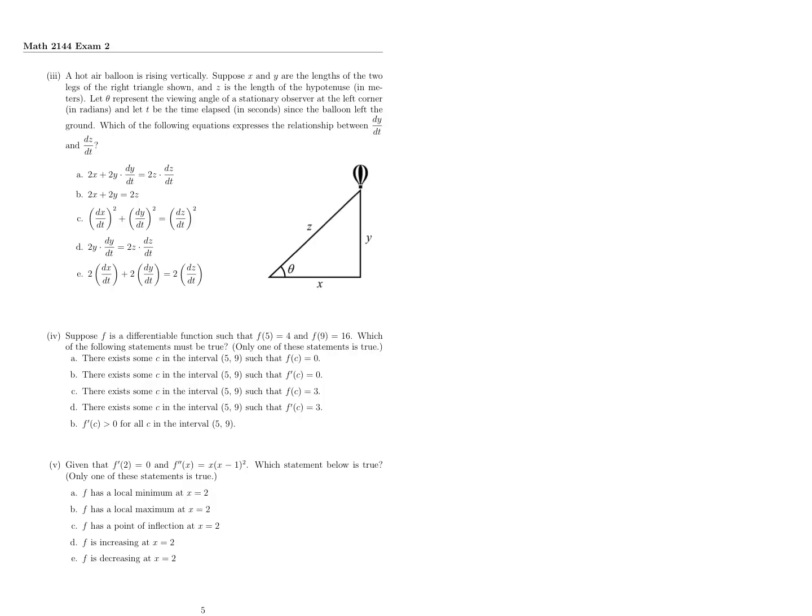All right, on to the next page. We have a hot air balloon that's rising vertically, so we know that the distance y is changing. Suppose x and y are the lengths of the two legs of the right triangle, and z is the length of the hypotenuse. Theta represents the viewing angle of this observer. The observer is not moving, they're stationary. And t is the time that's elapsed. So we're relating everything in terms of time. Think related rates.